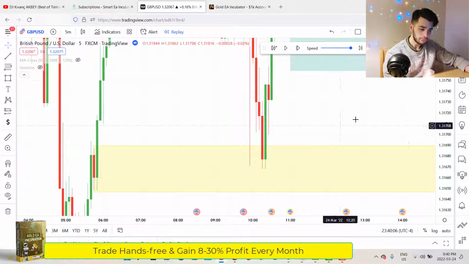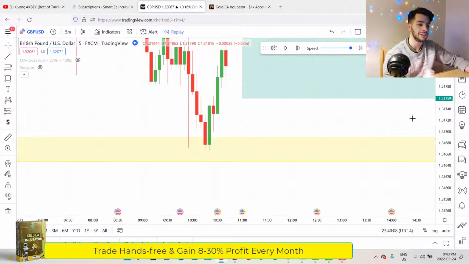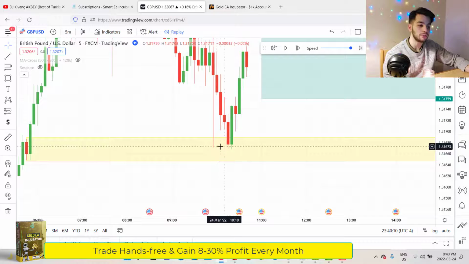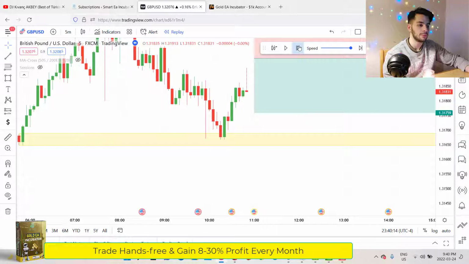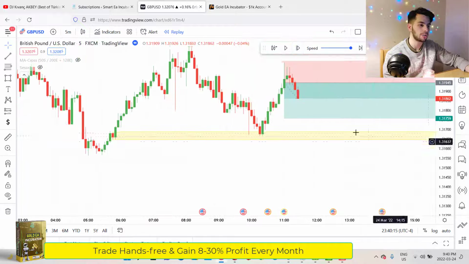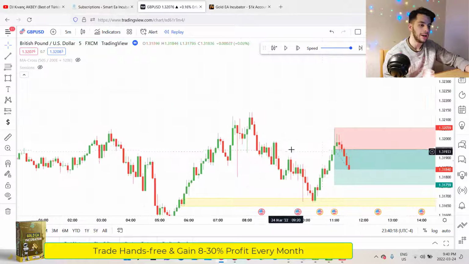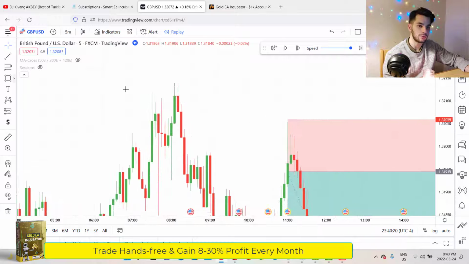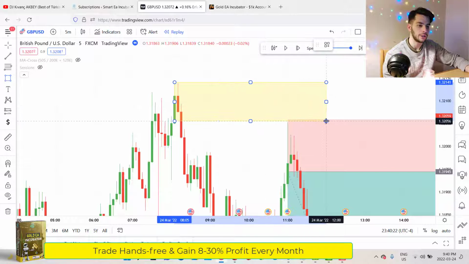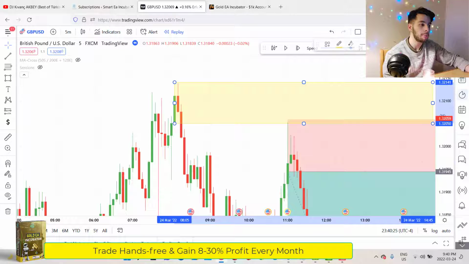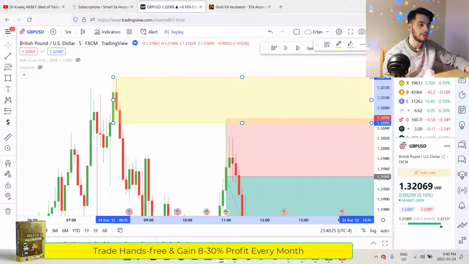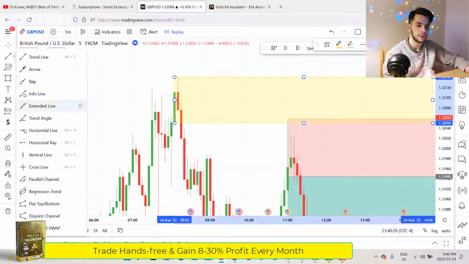So we know that it's a high probability demand zone, and then it literally tapped into this zone. We had a bullish engulfing candle here, and then boom, see, the price just went up like crazy. And then meanwhile I had my supply zone drawn here. So I had my supply zone plus my alarm exactly underneath right here.